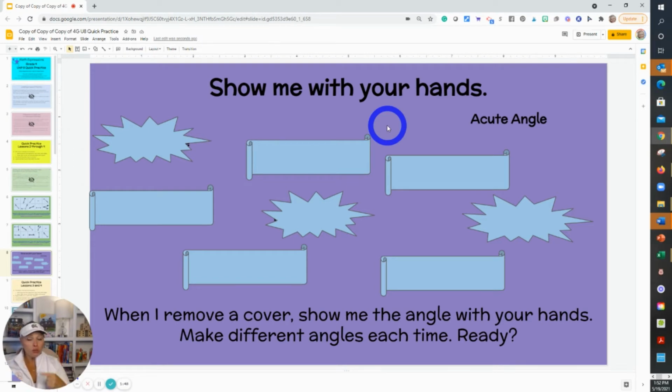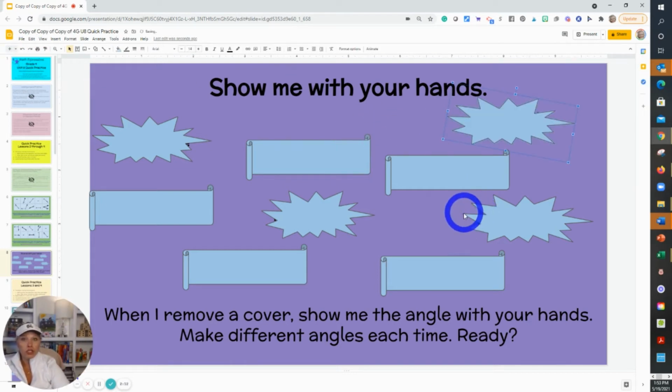Each time acute angle comes up, they should show me a different way to show acute. So it shouldn't always be like this, right? Maybe it looks like this, a little thinner. Maybe it looks more like this. Maybe you have them sit down on the ground and they have to show with their body, with their legs extended and their arms up in the air. Show me acute versus show me right versus show me obtuse. So as you delete each one of those covers, students quickly show you that particular angle.